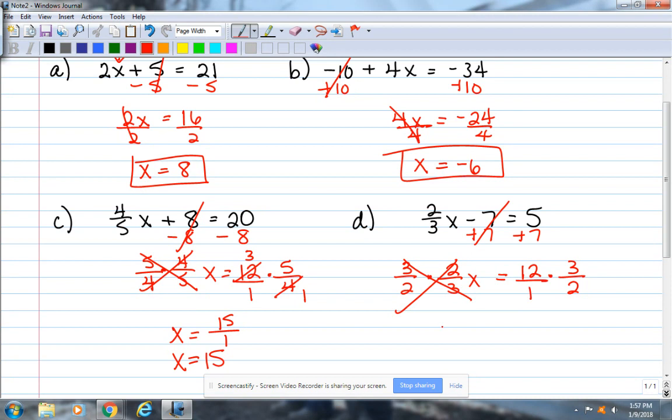And y'all put 12 over 1, and we can reduce that as we go. Do any of my diagonal numbers reduce? The 2 and 12 are both divisible by what? 2. What's 12 divided by 2? 2 divided by 2? And somebody besides my buddy Addison tell me what is 6 times 3? And it'll be over 1, so the answer is x equals 18. Any questions? 7th graders can do this, right?